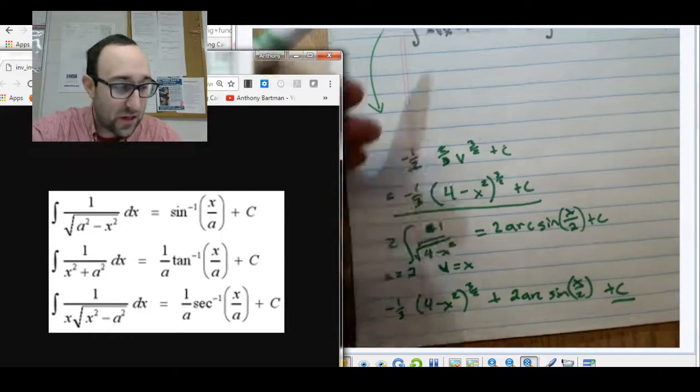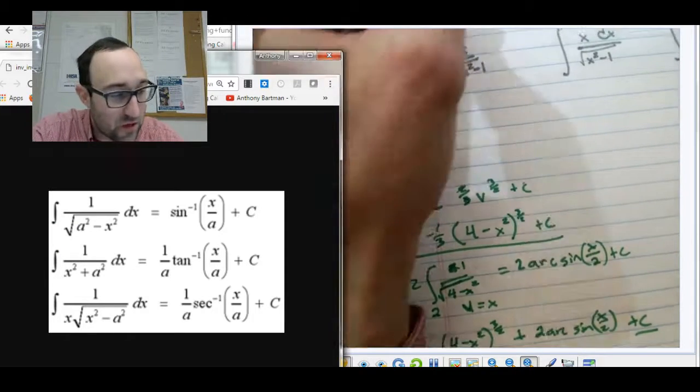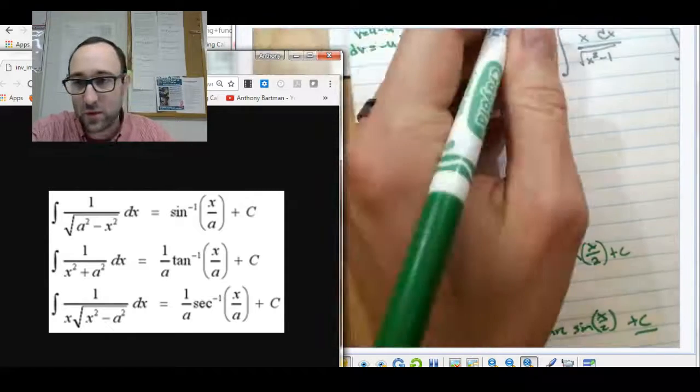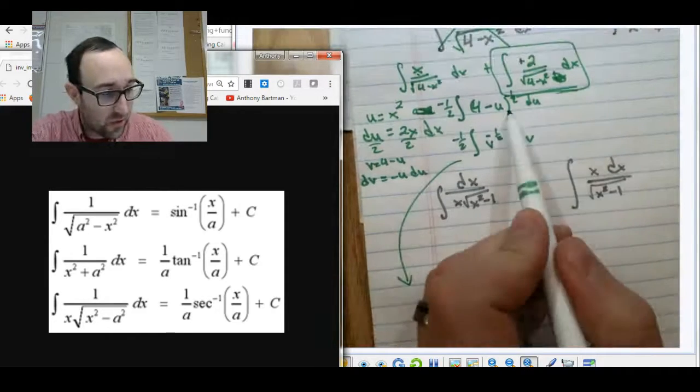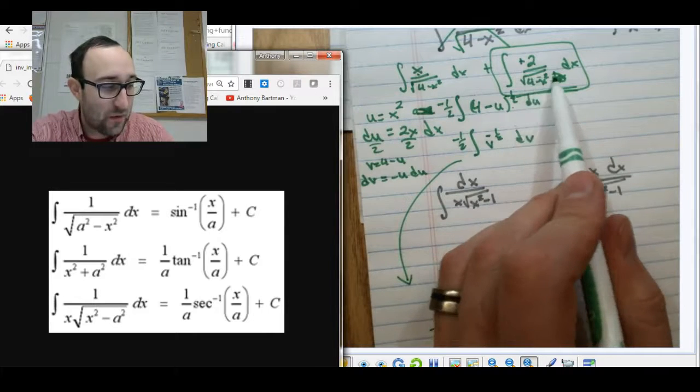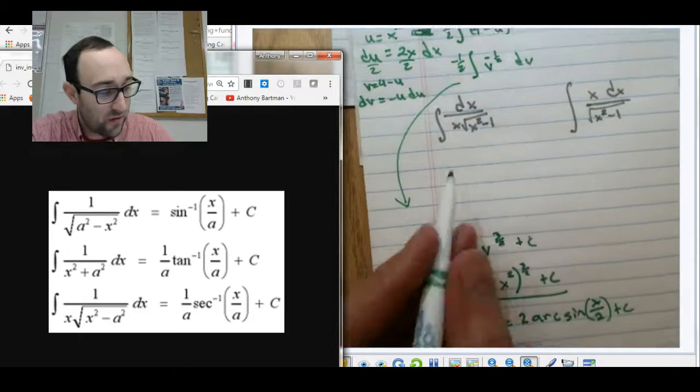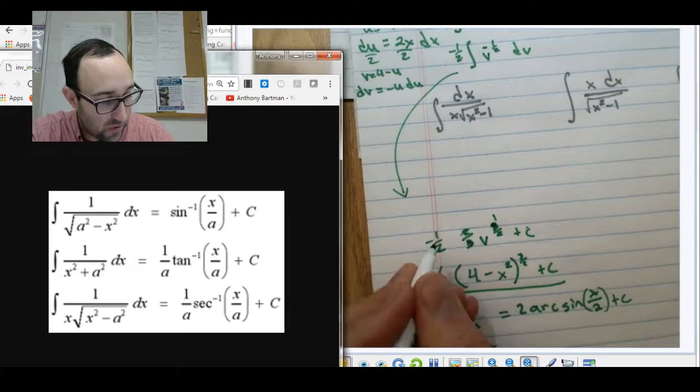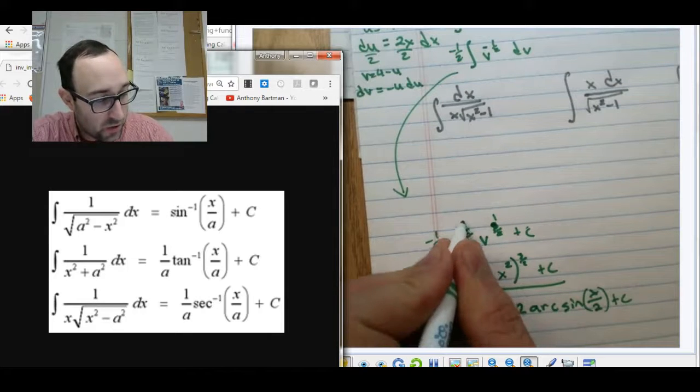Before we go on to the next problem, I actually made a mistake here. I know it's the first one ever. This one should be a negative 1/2 because the square root was in the denominator, so it should be a negative 1/2, which changes this to a positive 1/2, which changes this to a 2 over 1.